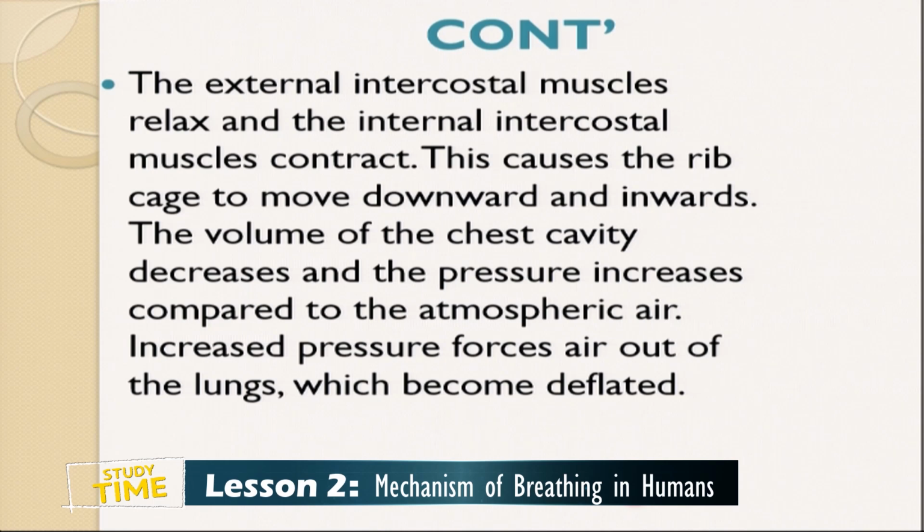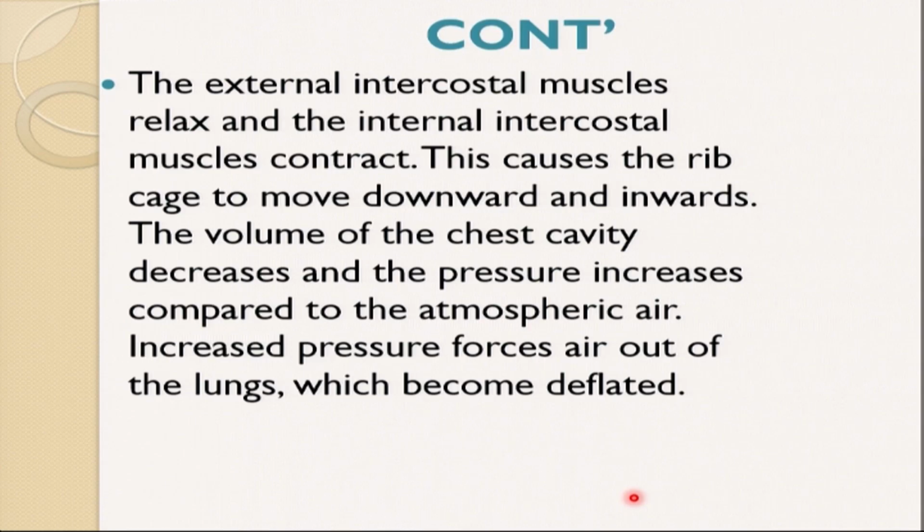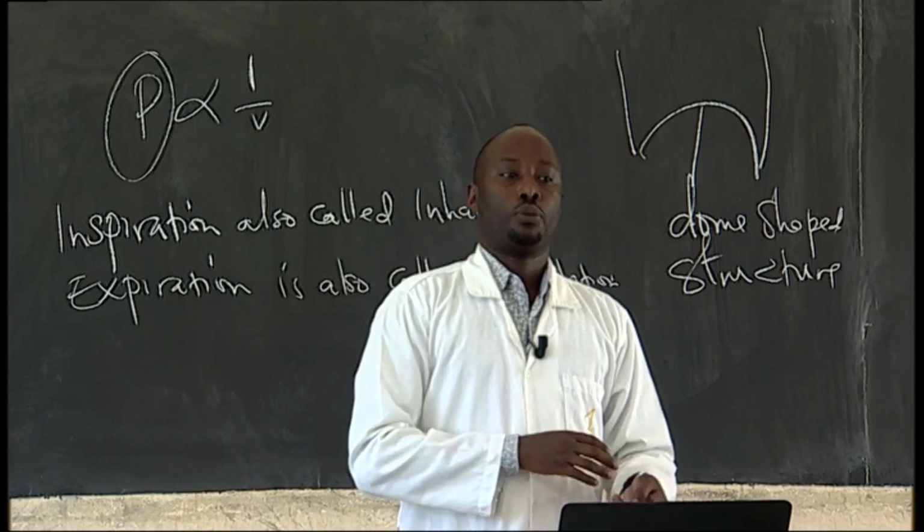That was mentioned earlier. The external intercostal muscles relax, but the internal ones contract. And eventually, the muscles contract, and this causes the rib cage to move downwards and inwards. Now air is going to be expelled out from the body. By this, it means the volume of the chest cavity will not increase. Instead, it will decrease, and the pressure increases compared to atmospheric pressure.